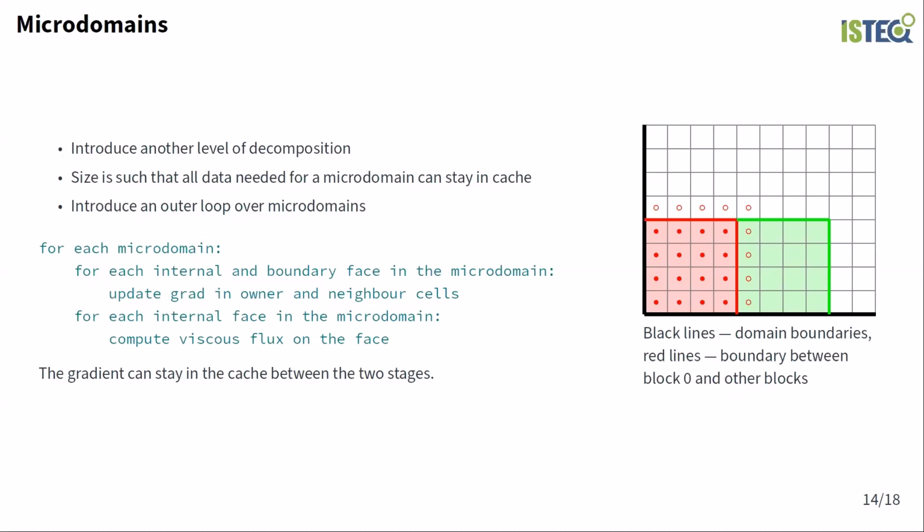And then what we can do is, instead of iterating over all cells or all faces, we do an outer loop over microdomains. Then for each internal and boundary face of this microdomain, we update gradients on both sides. So after this section, we will get a picture like this. Solid dots are fully updated gradient and empty dots are partially updated gradient. And you can see that after this, we can compute our expression in internal faces of this microdomain, because for internal faces, both sides are fully updated. So then we loop over internal faces and compute our viscous flux expression.